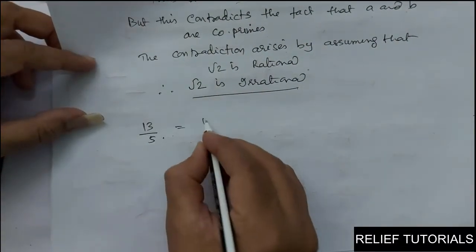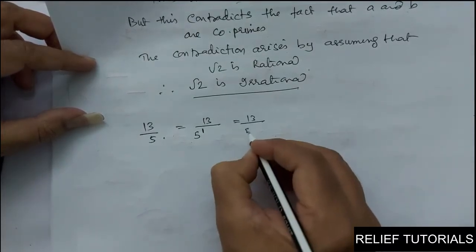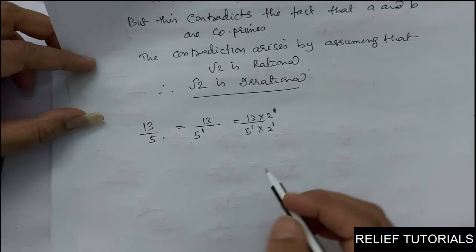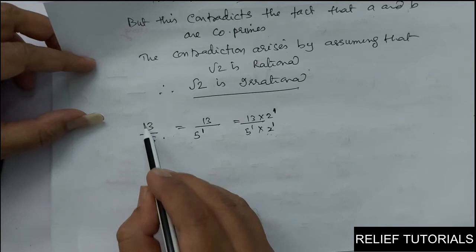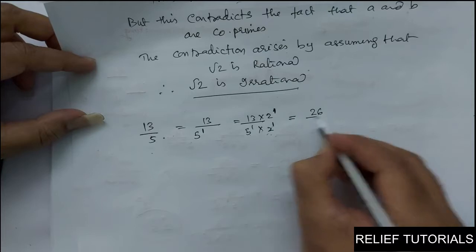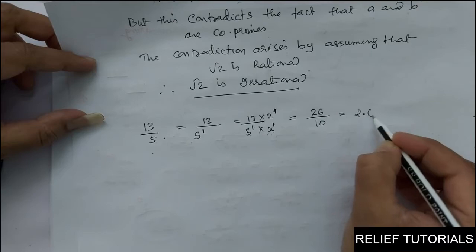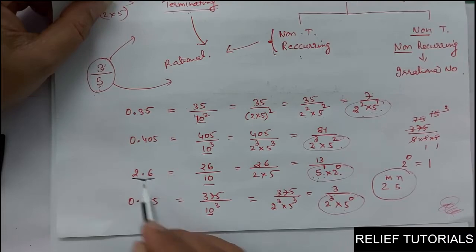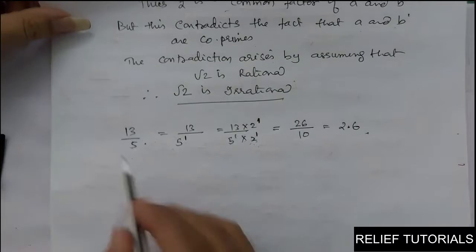Clear? So how can I write 13 by 5 raised to 1? I can write this as 13 by 5 raised to 1. So I multiply both by 2 raised to 1. I have multiplied numerator and denominator by the same number, so it will get cancelled, and the answer will be 13 by 5, no change. Clear? So I can say 13 into 2, that is 26, upon 5 into 2 raised to 1, so 5 into 2 is 10. That is equal to 2.6. See, we have done 2.6. So it was 13 upon 5 raised to 1 into 2 raised to 0. In reverse we have done 13 by 5.